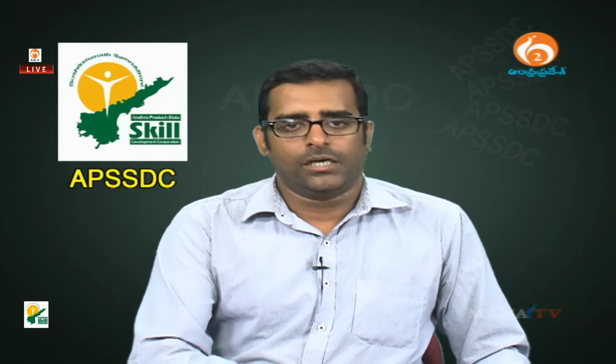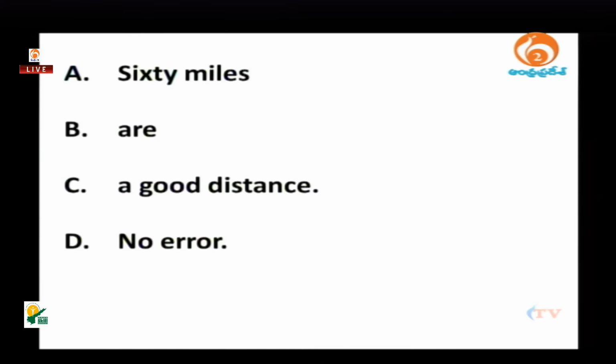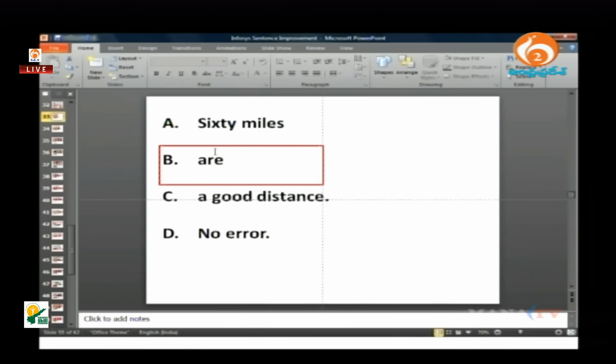I'm going to get started with some more sentence correction in terms of spotting errors. Here we are spotting errors. In case if there is no error, we will pick option D. And yesterday I explained to you how to solve these kind of questions. Okay.